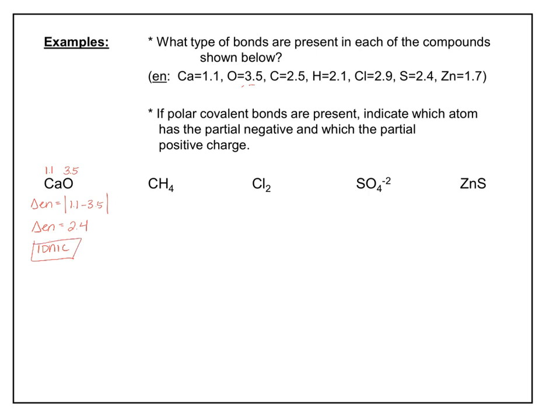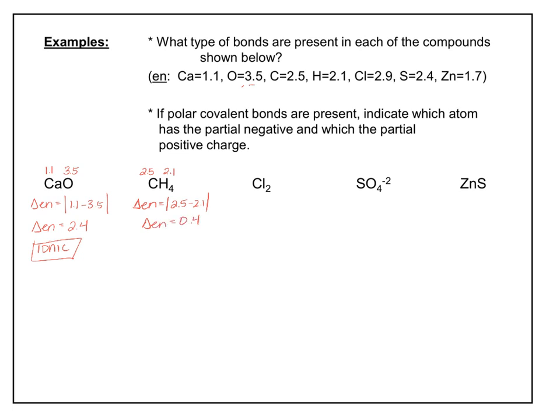The next one, I have methane or carbon tetrahydride. So we're just looking at one of those carbon-hydrogen bonds. I'm going to look up the electronegative values from above. Carbon's is 2.5, and hydrogen's value is 2.1. So now I'm going to subtract those numbers to get delta EN. So the absolute value, we don't want any negative numbers. So delta EN is equal to 0.4.